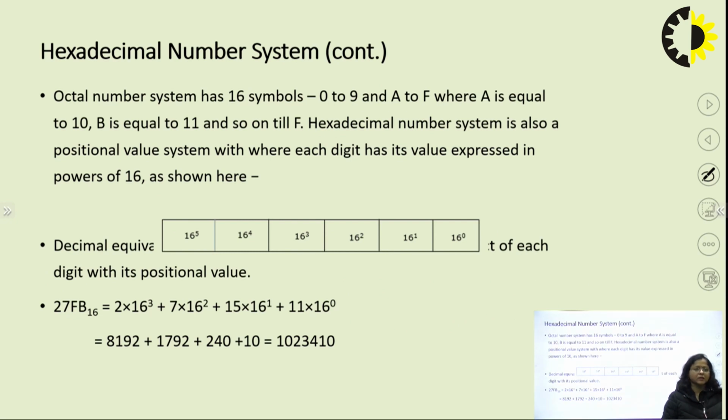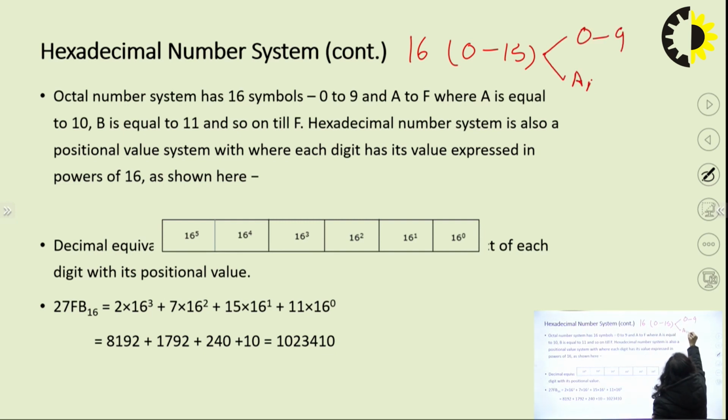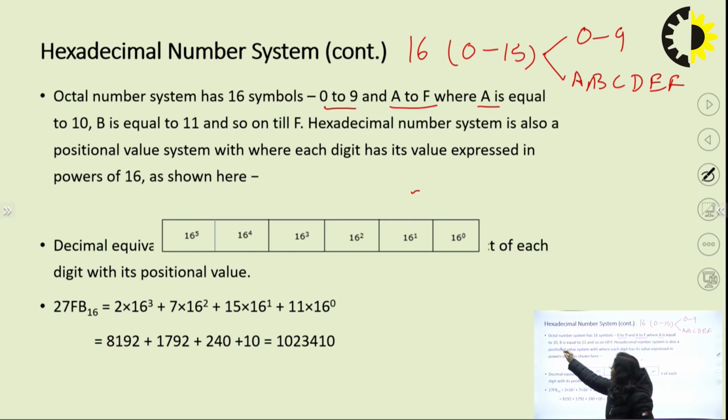Another number system is the hexadecimal number system with base 16, and the digits that exist are from 0 to 15, which are further divided into 0 to 9, then A, B, C, D, E, F. So, 0 to 9 and A to F are the 16 symbols which exist in the hexadecimal number system, where A is equivalent to 10, B to 11, similarly 15 is equivalent to F. It is also a positional number system with the rightmost digit having minimum weight 16 to the power 0, and this weight continues to increase towards the left.